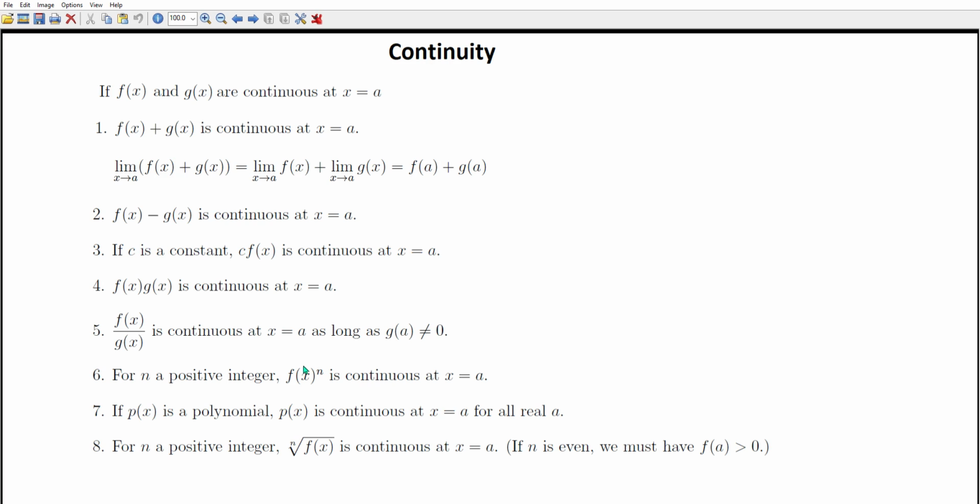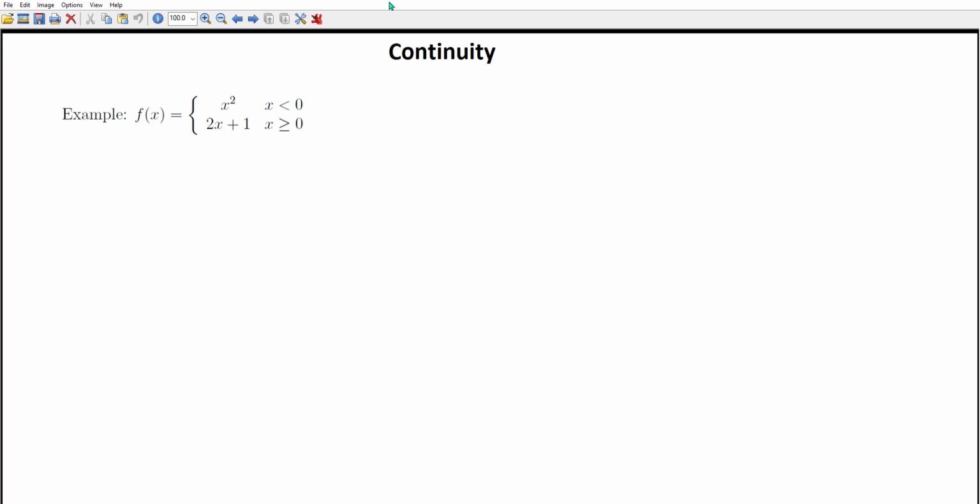And finally, the nth root of a continuous function is also continuous, with the caveat that if n is even, we have to have the function value there positive because we do not want to be taking even roots of negative numbers. Let's look at some examples.